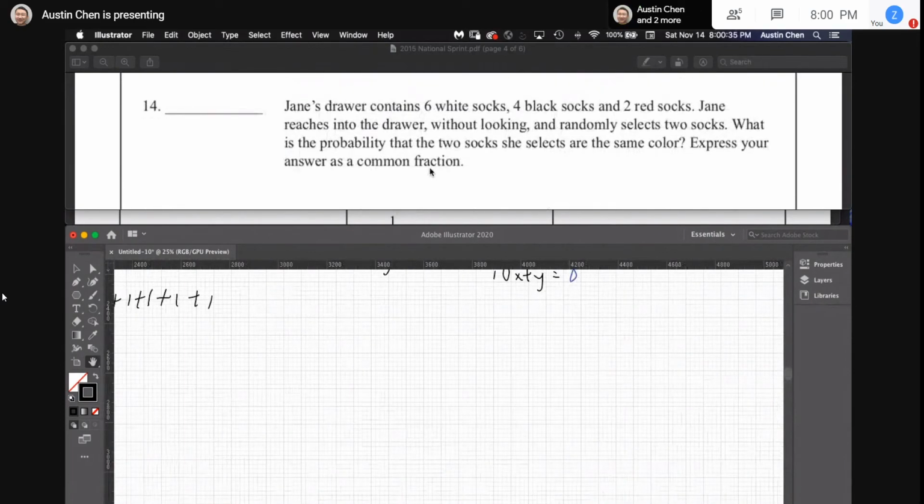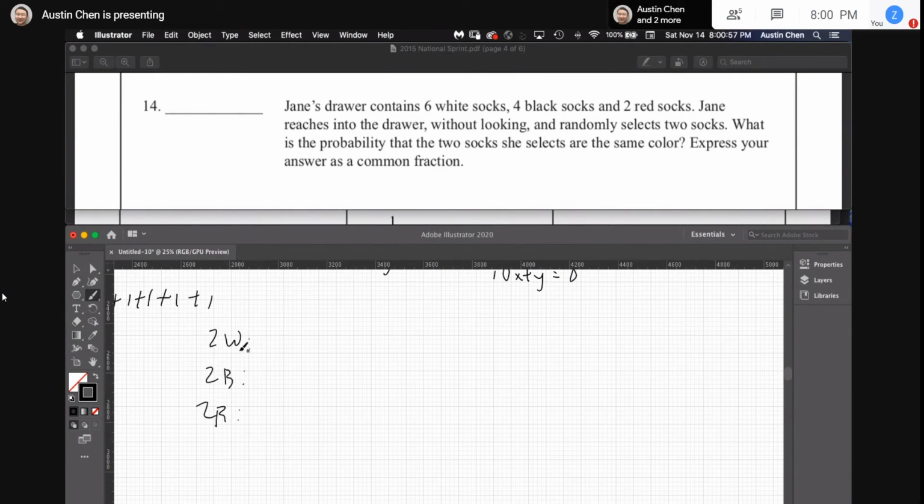Jane's drawer contains 6 white socks, 4 black socks, and 2 red socks. Jane reaches into the drawer without looking and randomly selects 2 socks. What is the probability that the 2 socks she selects are the same color? Express your answer as a common fraction. This is not too hard. We can just do casework. First, she gets 2 white socks, 2 black socks, or 2 red socks.